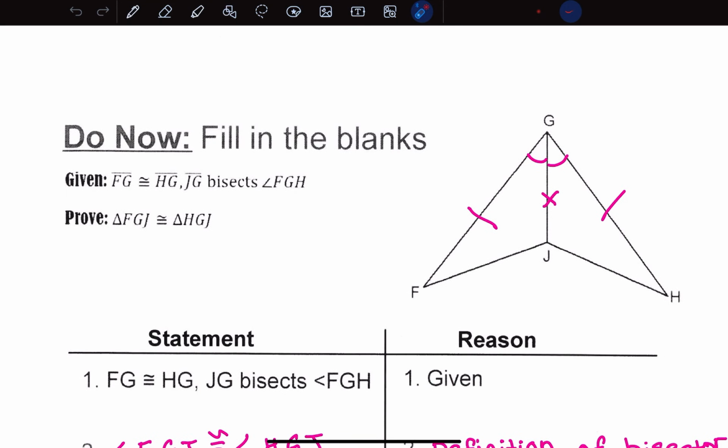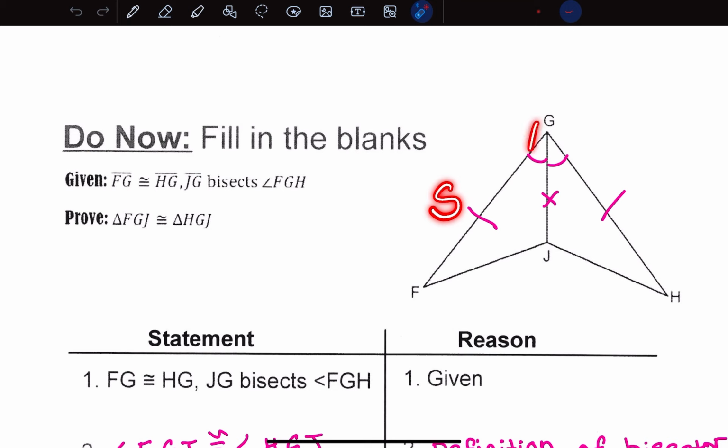So the doing after this lesson is asking you to fill in the blanks of the proof based off of the given information. So we're given that FG is congruent to HG. So the first thing I did was I marked it on my diagram. You then know that JG bisects the angle FGH. So you have two congruent angles here.